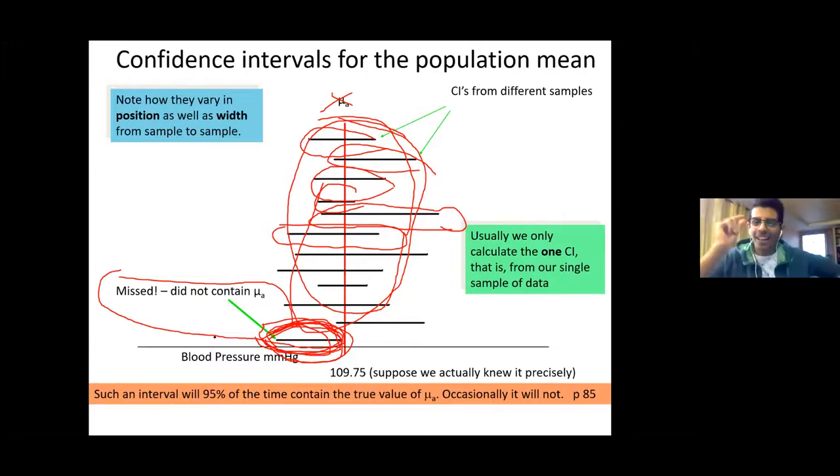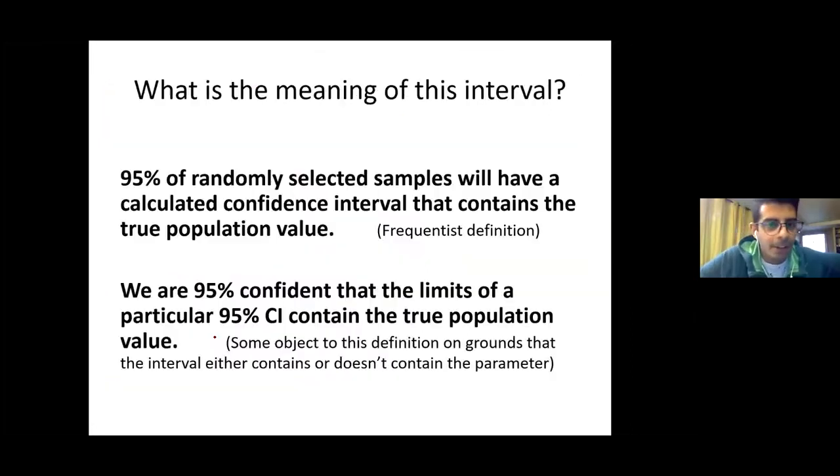And that is a nice way of thinking about it, and this is really the way you should think about it. And yeah, I really hope you understood this principle. So let's go to the next slide. Now, these are just definitions. 95% of randomly selected samples will have a calculated confidence interval that contains the true population mean. Basically, this is everything that we already talked about.